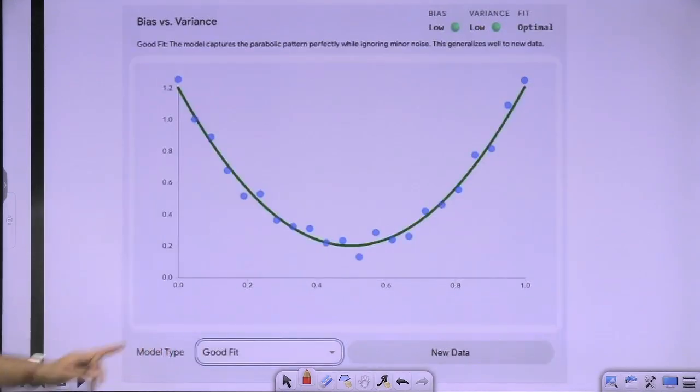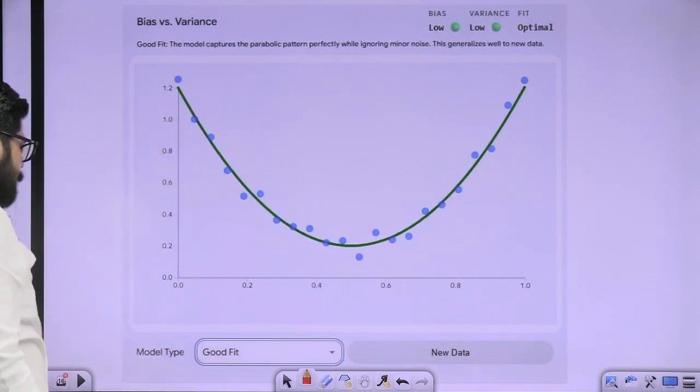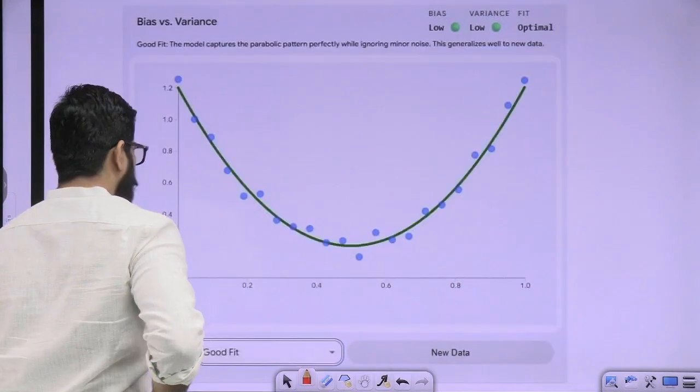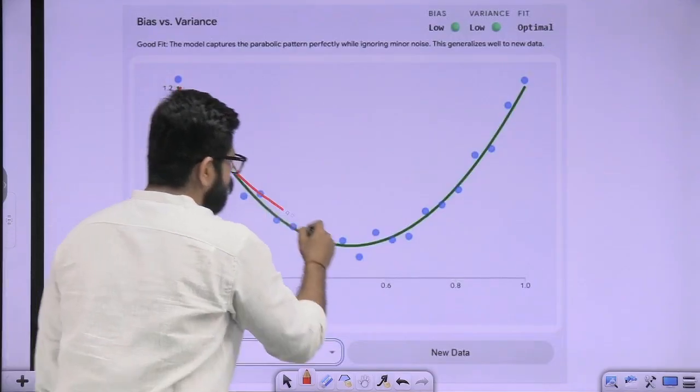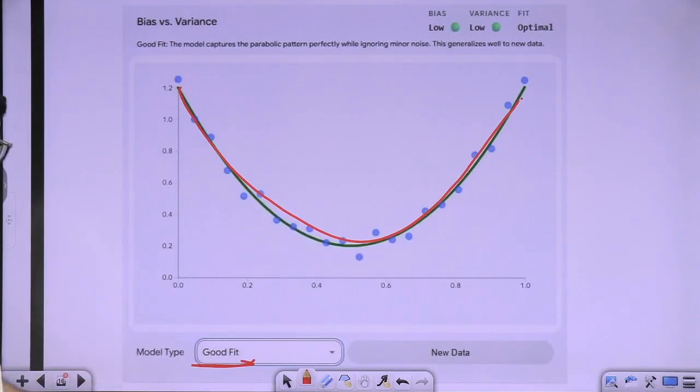If I provide a good fit, why is it a good fit? Because the model captures the parabolic pattern. Here you will find it predicts this particular pattern, and the model also predicts the quadratic pattern. Why? Because it is a good fit.